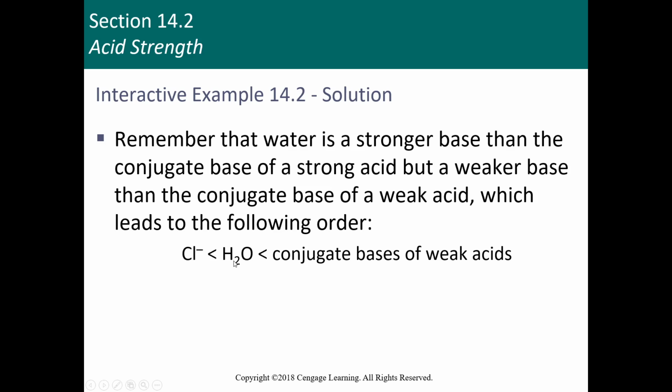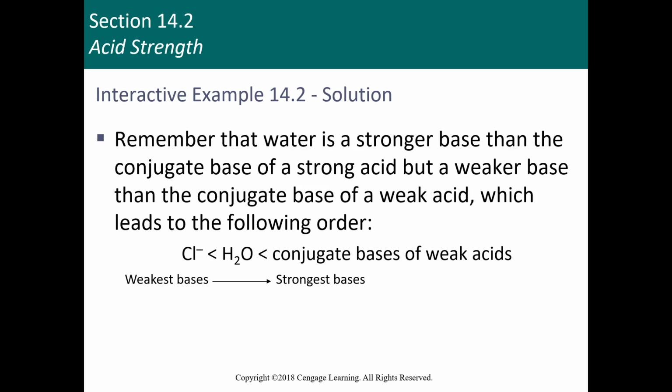H2O is actually what we judge everything off of. So H2O is one of the weaker bases when it comes right down to it. OH minus is the definition we judge strong bases off of, and H3O plus is actually the cutoff and definition we define strong acids off of. And so the H2O has to be weaker than the conjugate bases of all the weak acids. If it wasn't, those would no longer be weak acids. Those would have been strong acids.